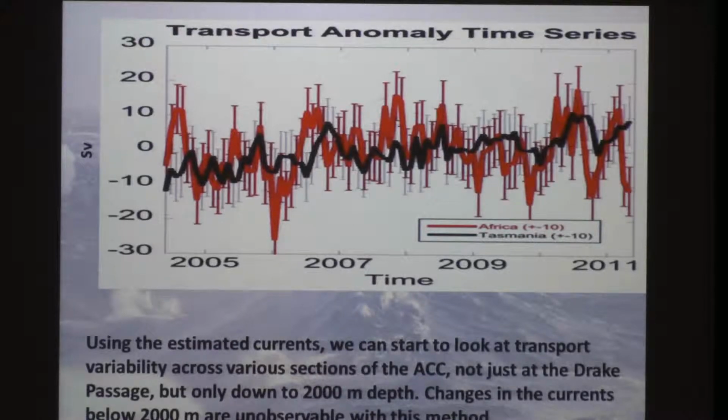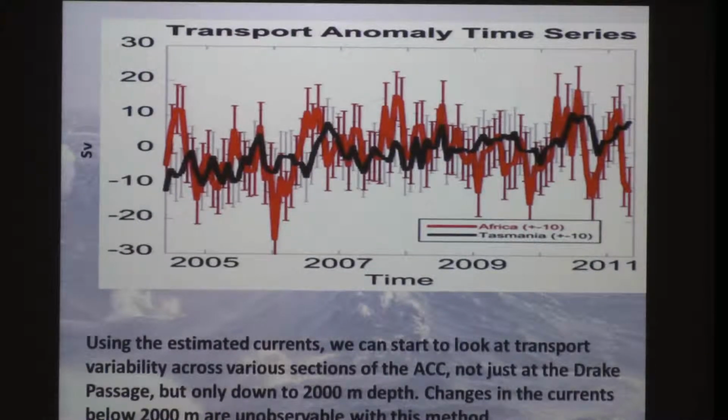I'm not going to detail that too much here, but the only comment I'm going to make is this is still only down to 2,000 meters depth because that's the lowest level of the Argo array. We cannot do it deeper. Okay? Changes in the currents below 2,000 meters are still unobservable with this method. And as we showed earlier, those can have a significant contribution to the actual total variability.